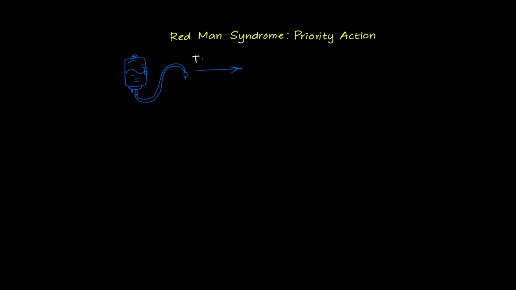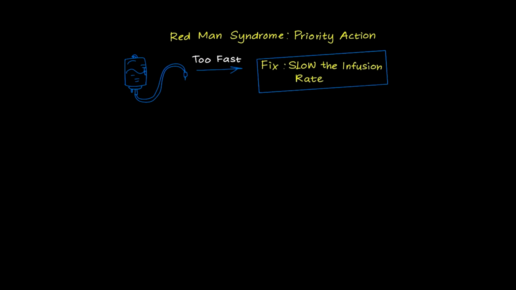So the patient is showing flushing, a red rash, and mild hypotension during a vancomycin infusion, and the nurse already recognizes it as red man syndrome. Now the question is about the priority intervention. Since red man syndrome is caused by histamine release triggered by infusing the drug too fast, the fix targets the root cause. Slow the infusion rate immediately. That is your number one move.